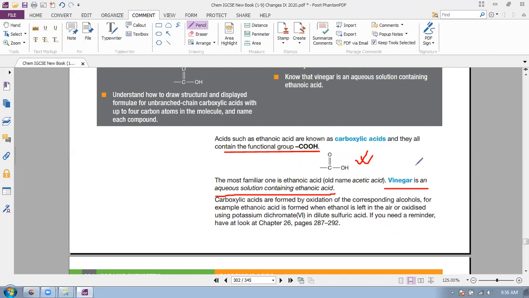Carboxylic acids are mainly formed by the oxidation of alcohols. For example, ethanoic acid is formed when ethanol is left in the air or oxidized using potassium dichromate 6 in dilute sulfuric acid. This one we already read in the previous chapter.